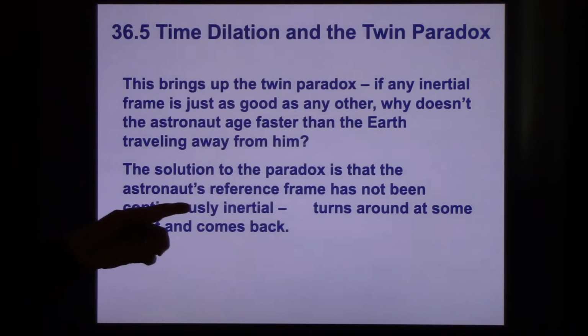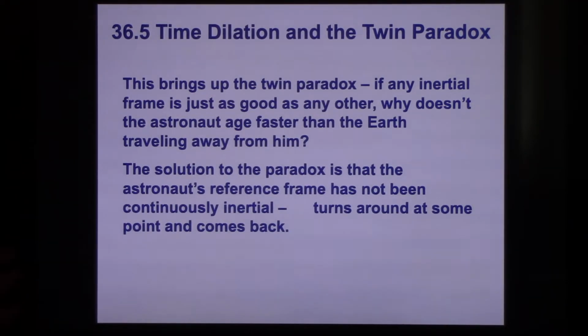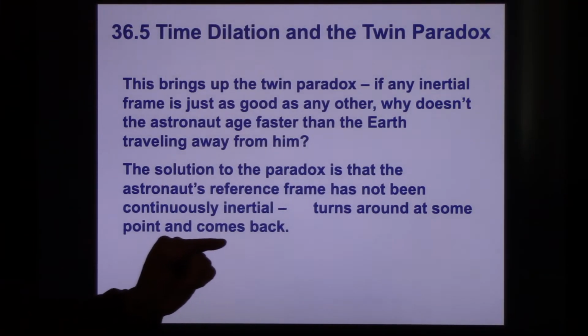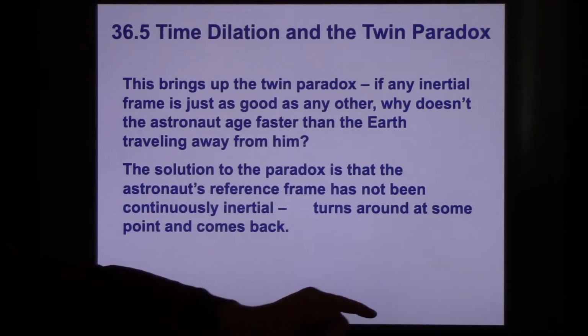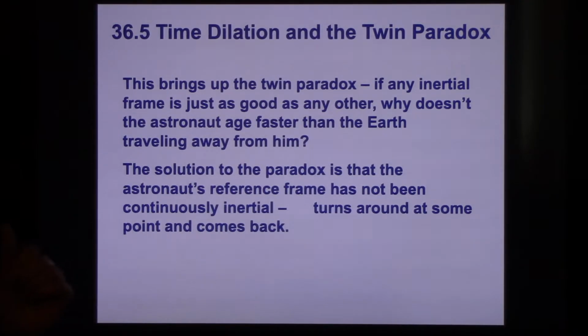Now this slide is telling us that because the astronauts are the ones that went out, they picked up speed, they accelerated, and then they slowed down and reached that planet, and then they turned around and came back, the situation is not symmetric, and the amount of time that takes place on Earth would be very different from the amount of time that has taken place for those astronauts.